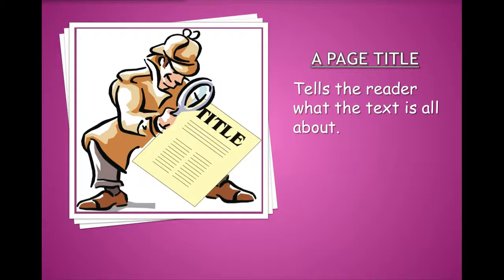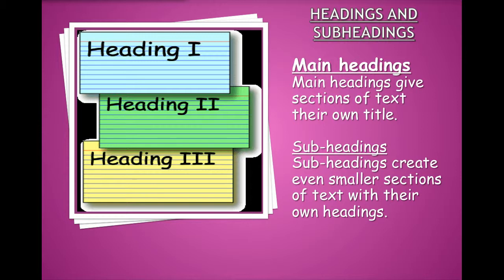all these different resources. So to start off with, a brochure has to have a page title which tells the reader what the text is all about. There are headings and subheadings as well. The main headings give sections of text their own title, and subheadings create even smaller sections of text with their own headings. So you have a main heading, then within it you have a related subheading.